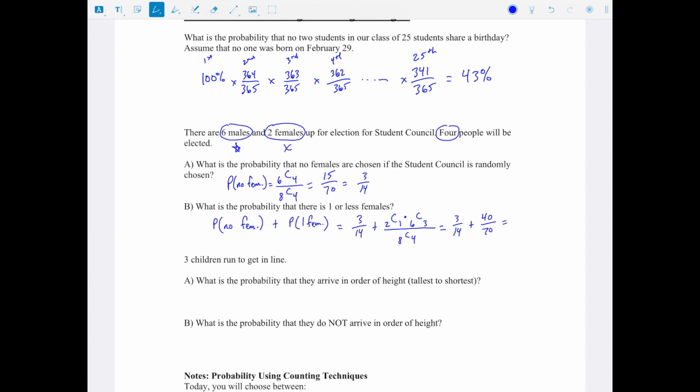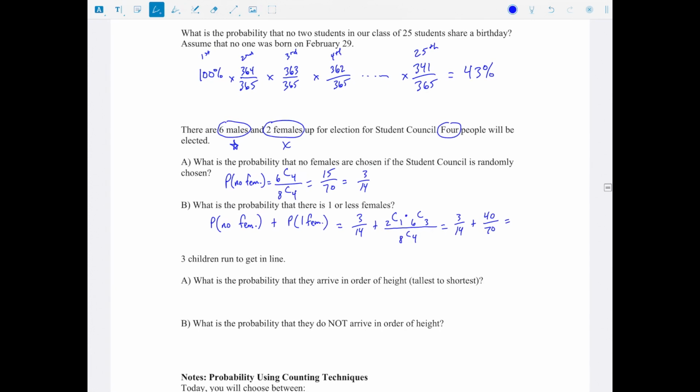So that gives us 3 over 14 plus 4 over 7, which is equal to 11 over 14. So there is an 11 over 14 chance that 1 or less females is present in the student council. So that would also imply that it's quite likely that you have 3 or more males.